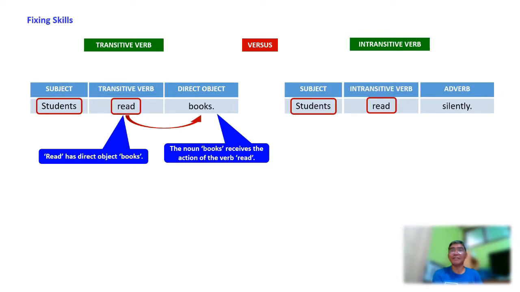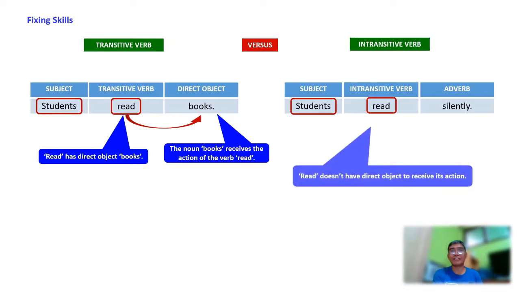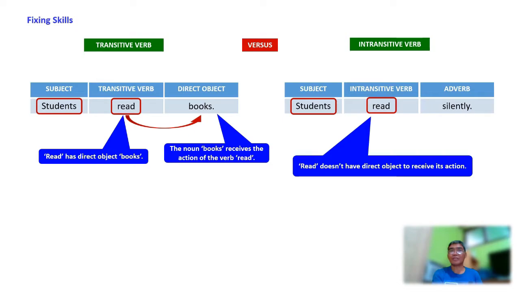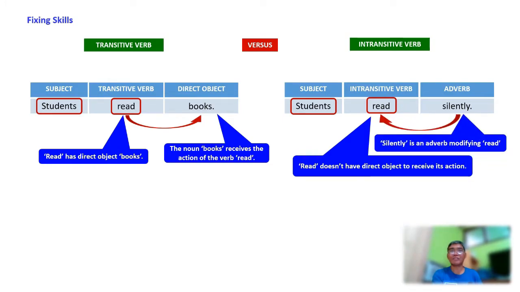On the other hand, the verb of the sentence at your right side is considered intransitive verb because it does not have direct object to receive its action. What it has is the adverb silently, and this adverb modifies the intransitive verb, read. Another way on how to differentiate the transitive verb from the intransitive verb is by formulating a question to be answered with the word coming after the verb.